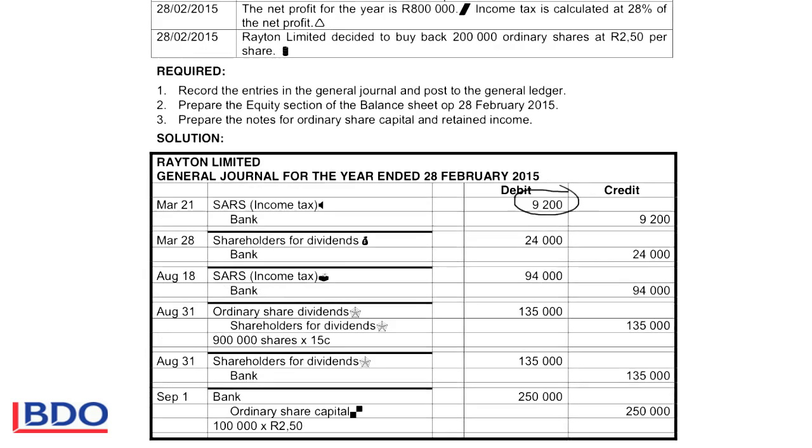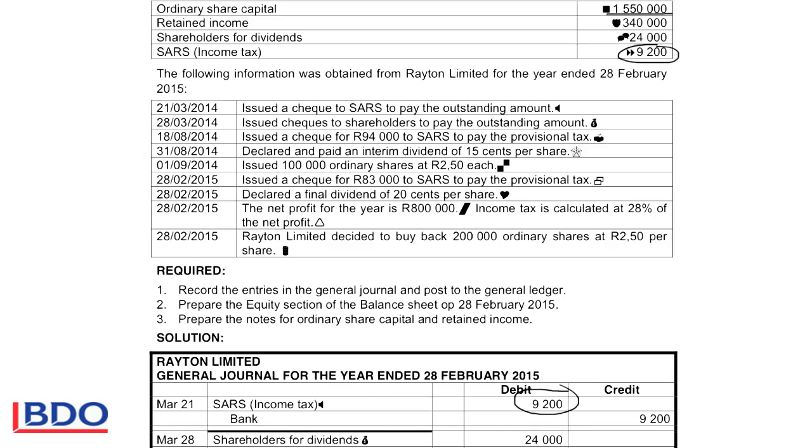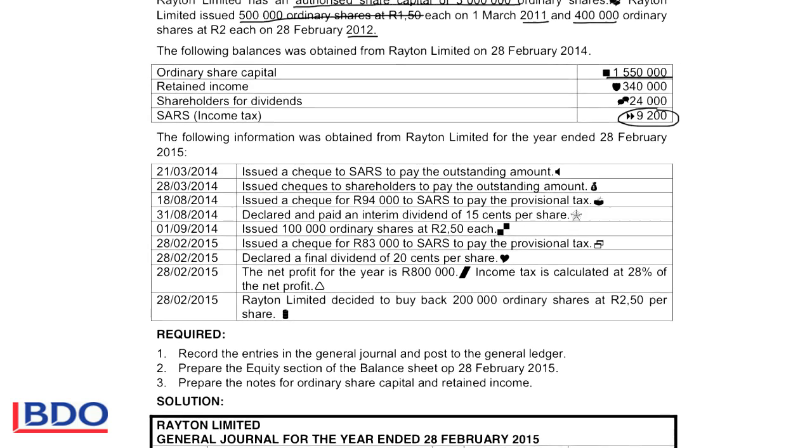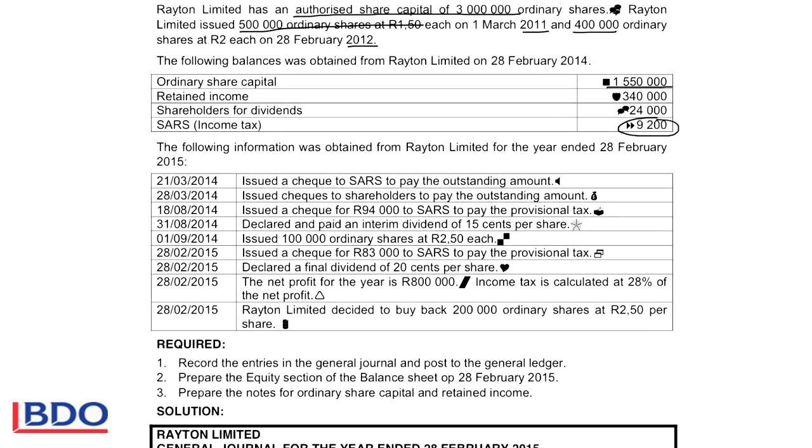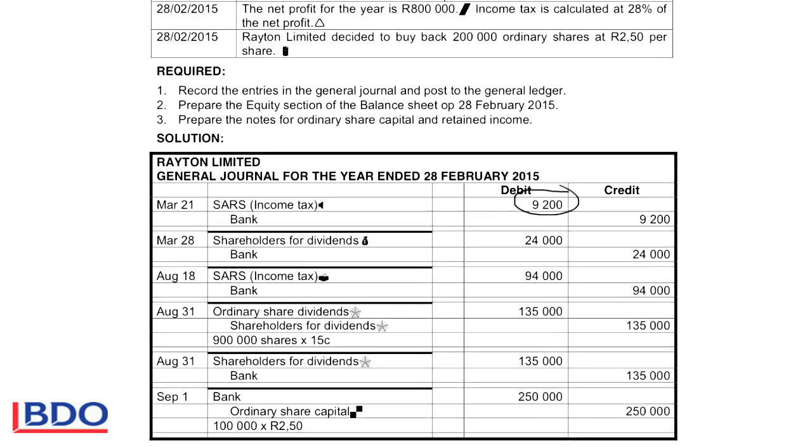Okay, then we will look at the next entry, and they say issue a cheque to the shareholders to pay the outstanding amount. If we look in our balances, the outstanding amount to shareholders is 24,000, and we are going to pay them on the 28th of March. So if I look at my journal entry, we will take the 24,000 out of the bank, and we will debit shareholders for dividends with 24,000 to show that this liability decreases.